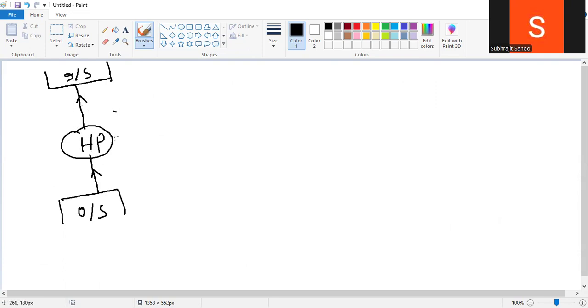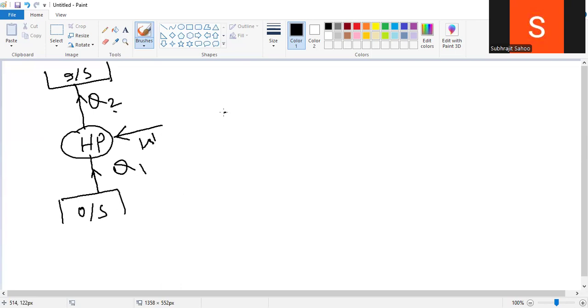Is it possible automatically? No. Again I have to give some work here. W work I have to provide. Right? Once I give W work, what will happen? Sir, Q1 amount of heat will be taken from the outside and Q2 amount of heat is thrown to the inside.